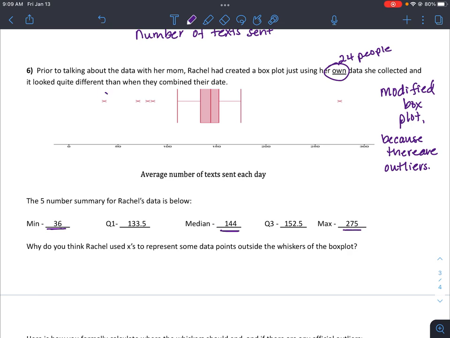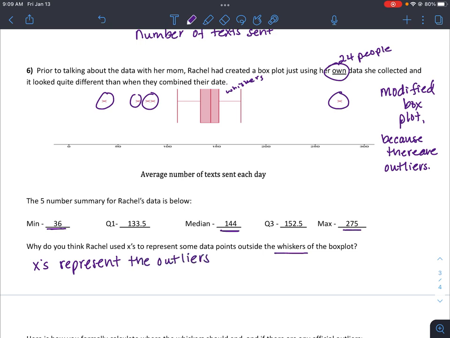All right, these X's. So talking about these X's. Okay, the X's. So they are outside the whiskers of the box plot. So these are your whiskers. All right, the X's represent the outliers to Rachel's data.